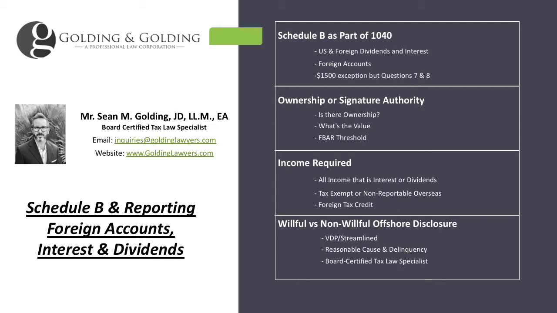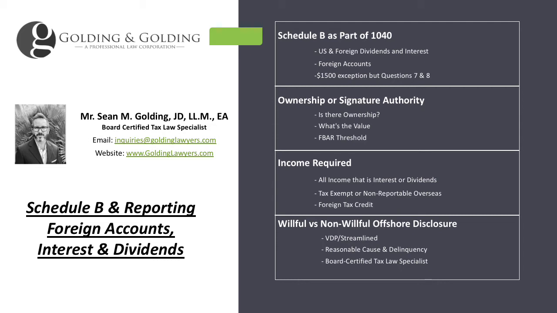But when that same person has foreign accounts that they own or have signature authority over, even if they don't have to file the FBAR, they still have to include the Schedule B. The top part of the Schedule B refers to interest and then dividends, and then there's a bottom section of the Schedule B. And basically what it asks is it wants to know three very important things.